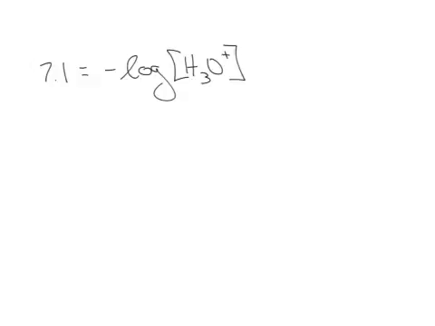Okay, let's do part B. Find the hydronium ion concentration of a solution with a pH of 7.1. So now we're doing a little bit different. Instead of finding the pH, we're finding the hydronium ion concentration. So that's going to be negative log of H3O, like that. Alright, so now we're searching for that.